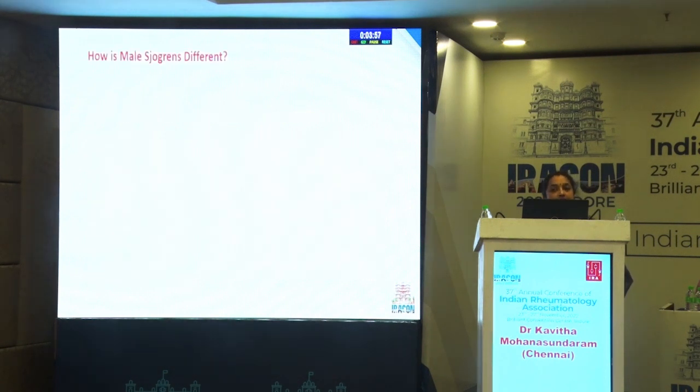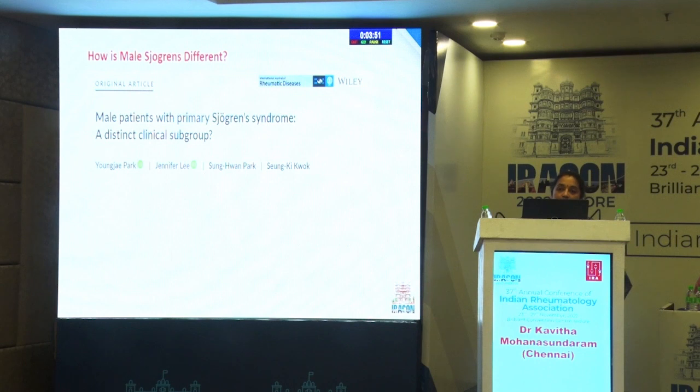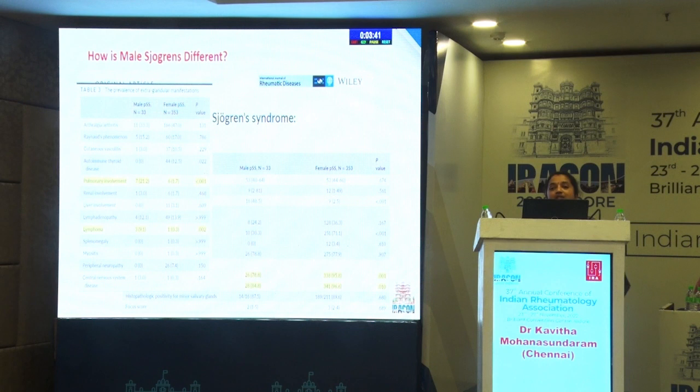So again, this is a patient who is a male Sjogren's. Is male Sjogren's anytime different from a female? There have been studies from Korea saying that it could still be different, in that there is a lower incidence of Sicca in male Sjogren's. Along with that, when a male develops Sjogren's, the chances of having a lymphoma and lung disease is slightly more when compared to a female having Sjogren's.